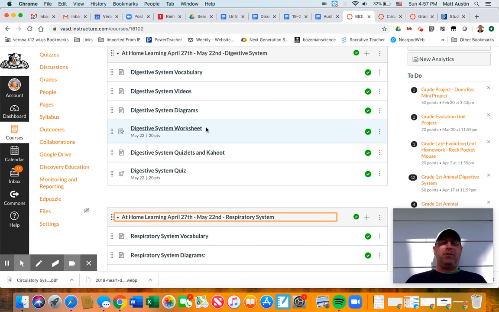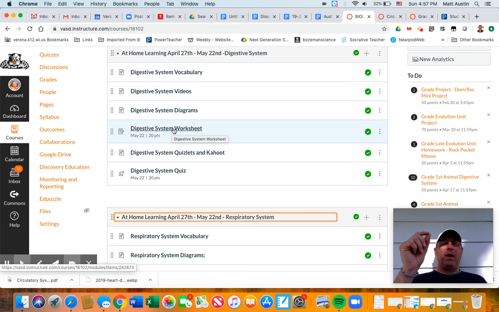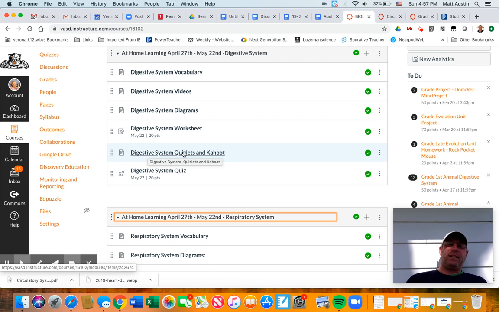Here is how I would tackle these things. The first thing I would do is look at the worksheet to see what it is looking for. Then I'd go through and do your vocabulary second. Then I'd be watching your videos and taking notes on them. Then I'd do your worksheet. Then I would do the Quizlet. And the last thing that I would do is the quiz.